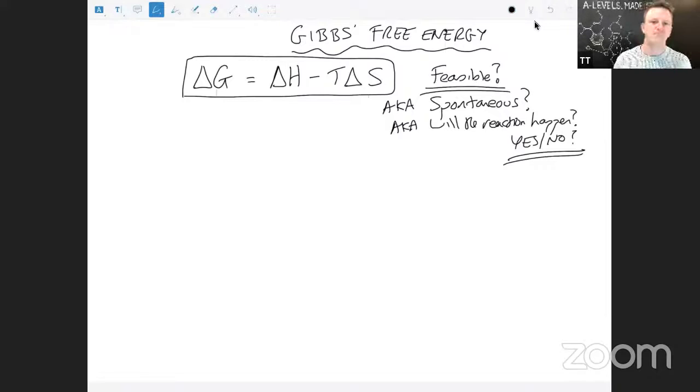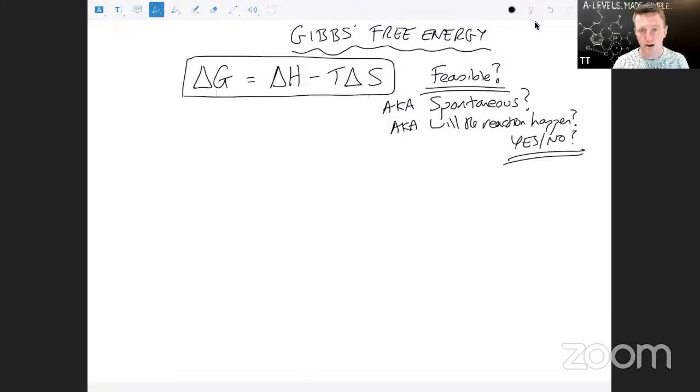Okay, so is it spontaneous? Is it feasible? There's lots of different ways the exam boards can put it, but essentially what it means is, will the reaction happen under these conditions? Simple as that. Now, the thing is, we talk about different things influencing whether a reaction is going to happen or not. We've got two major influences, well, three major influences, but I want to talk about two of them.